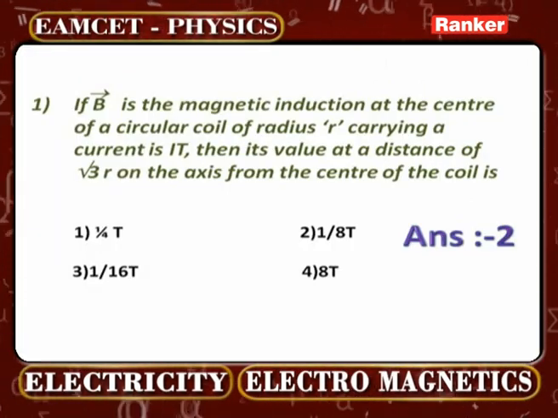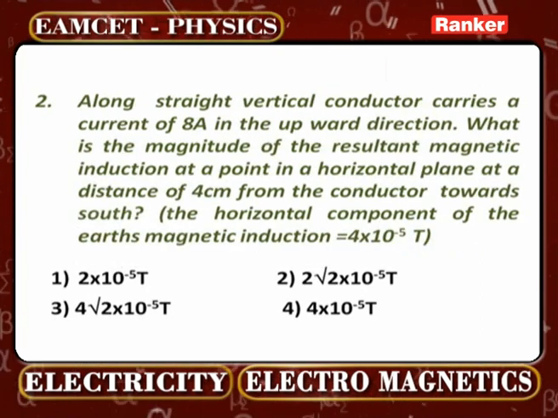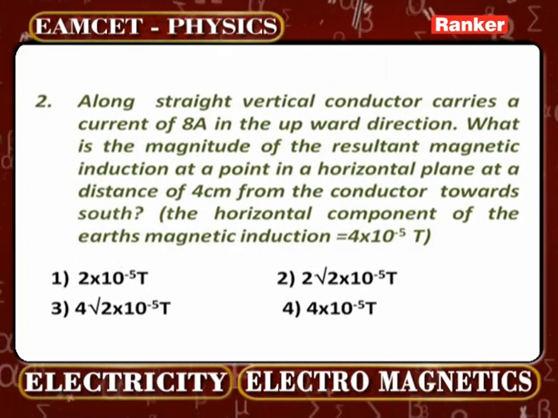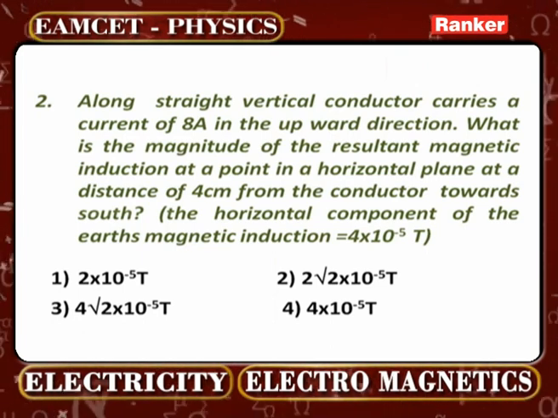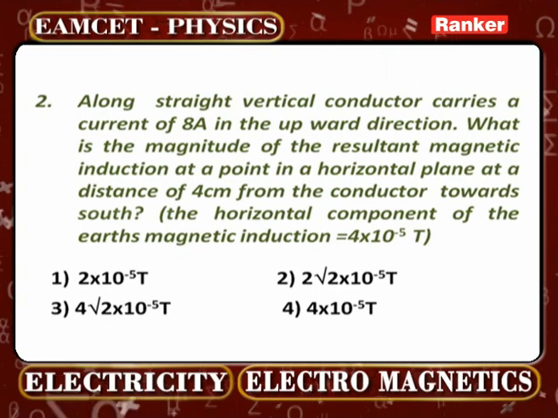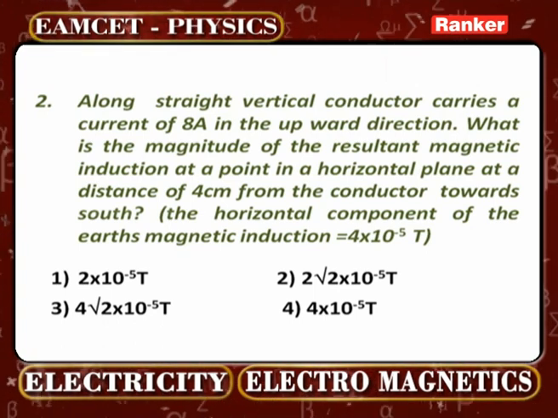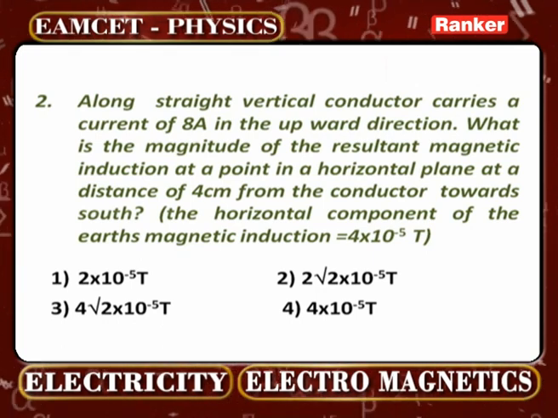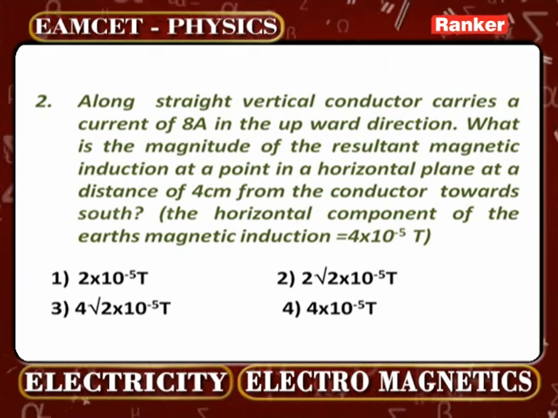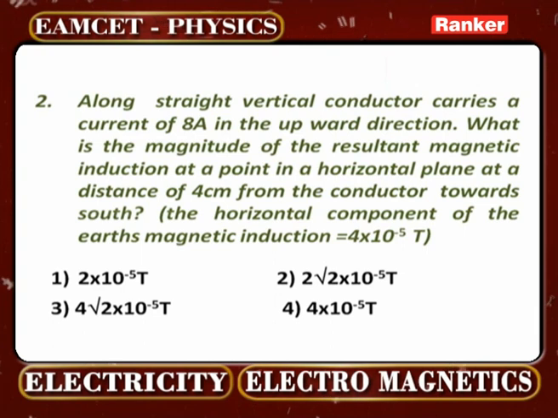Look at the second problem now please. A long straight vertical conductor carries a current of 8 ampere in the upward direction. What is the magnitude of the resultant magnetic induction at a point in a horizontal plane at a distance of 4 centimeter from the conductor towards south? The horizontal component of Earth's magnetic field is 4 into 10 power minus 5 Tesla. That is actually the concept.